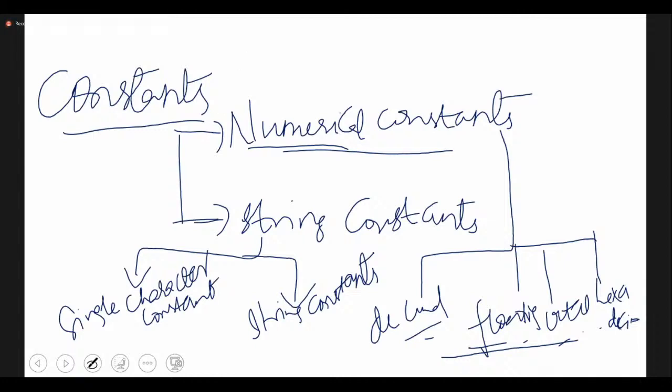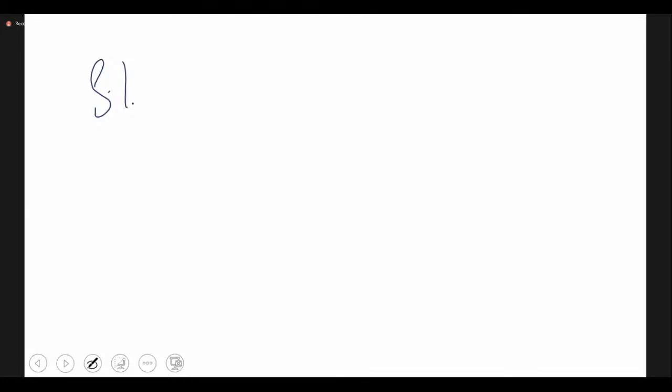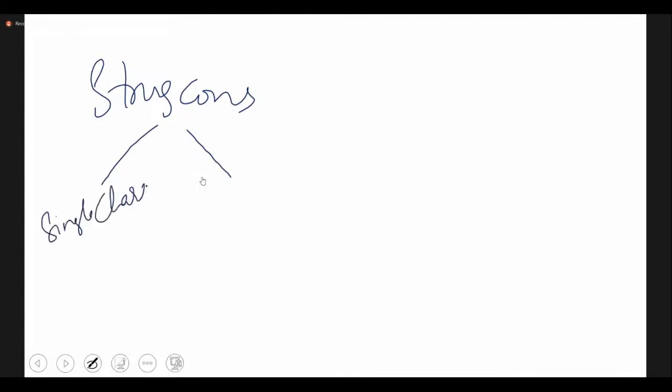So string constants are categorized as 2 types. The first one is single character constant and the other one is string constant. What are single character constants? So we are talking about string constants, which are broadly taken as 2 groups. First one is single character constant, and the other one is string constants.